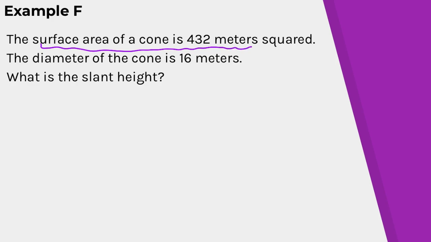They told us that the diameter is 16, so that's going to be interesting because we know in our formula we're going to need radius, and we're trying to find our slant height. So first we're going to go over and grab our surface area of a cone formula. So we've got surface area of a cone formula is going to be pi r squared plus pi r times L.